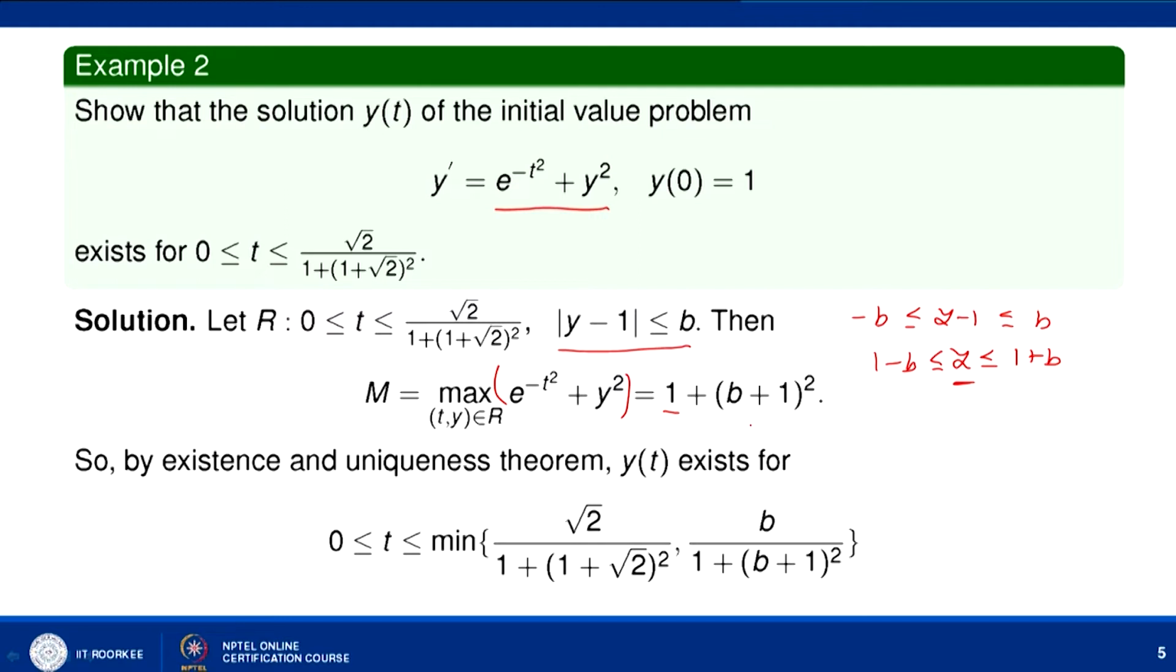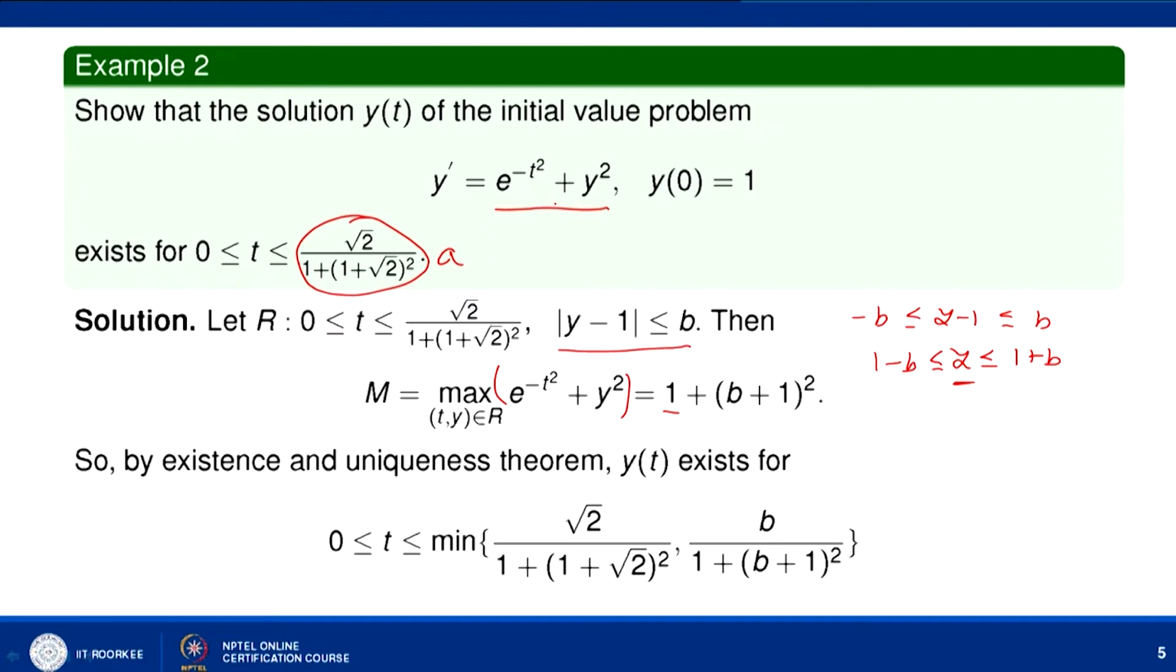So, once we have M, then we can utilize the existence and uniqueness theorem, and we say that the solution exists in this interval where alpha is the minimum of a, given here like this, and b by M, where M is defined like this. First of all, please observe here that e to the power minus (t square plus y square) is a continuous function, and it is defined in this rectangle R, which is a closed rectangle.